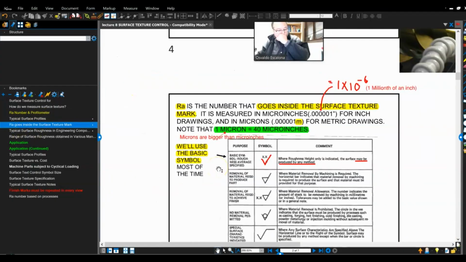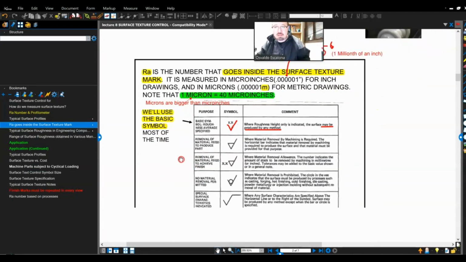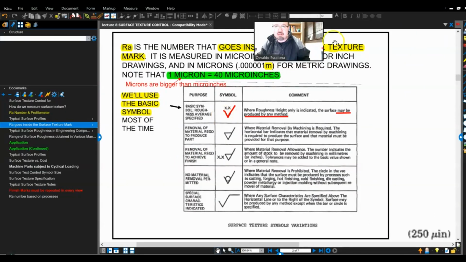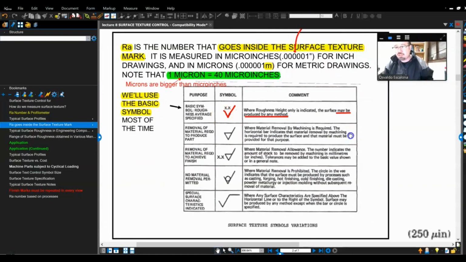So how do I call this out? This RA number is just an average of the surface. And you go and you report it in your check mark. If I ever notice, hey, Professor Escalona, what is the number that is right there? Oh, that's the average number. That again, we got from the profilometer. And that number goes in the check mark.